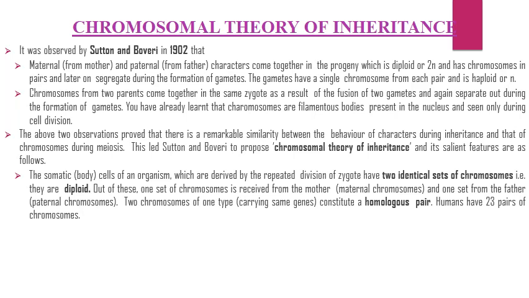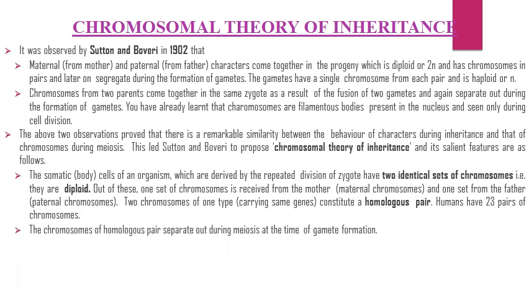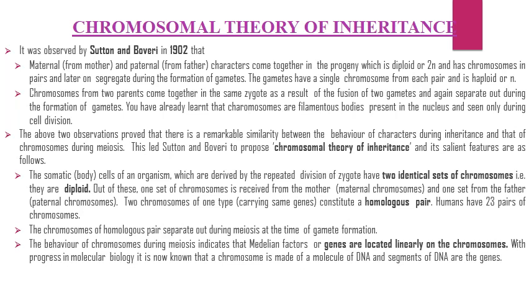Humans have 23 pairs of chromosomes. The chromosomes of homologous pairs separate during meiosis at the time of gamete formation. The behavior of chromosomes during meiosis indicates that Mendelian factors or genes are located linearly on the chromosome. With progress in molecular biology, it is now known that a chromosome is made of a molecule, DNA, and a segment of DNA is a gene. Linkage and crossing over.